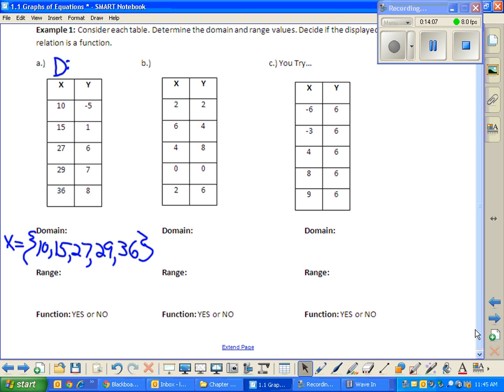To identify the range for this particular graph, all you're going to do there is list out your possible values of y, because that is our definition for range. So I'm going to write y equals, open up a little bracket here, and I again go from smallest to largest. And these are actually in order, so that helps. My range values are -5, 1, 6, 7, and 8.